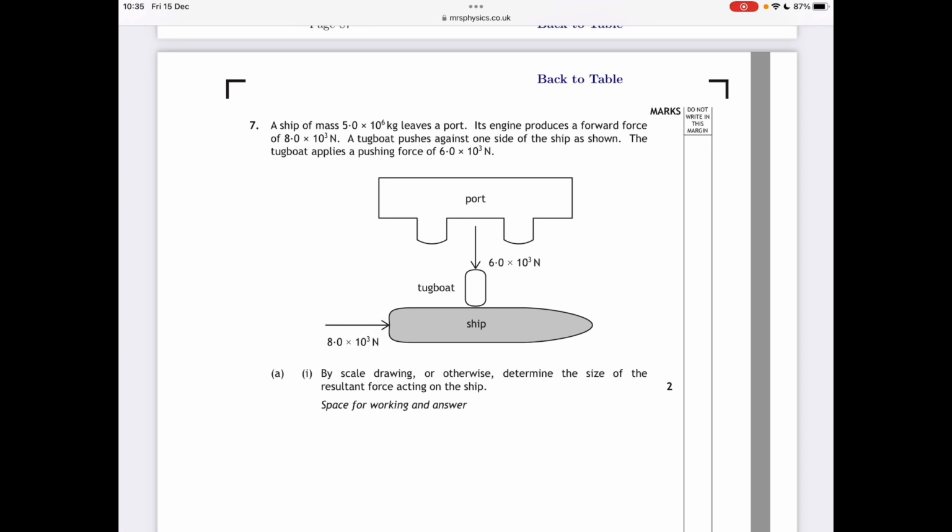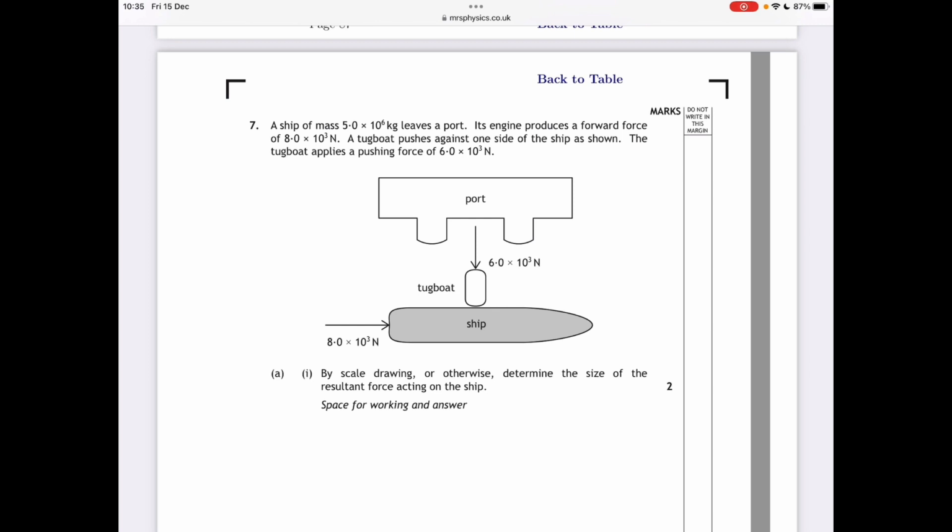Now, whenever you get a vectors question, it'll usually say, by scale drawing or otherwise, determine the size of the resultant force acting on the ship. Depending on who your teacher is, you may have gone over scale drawings, you may not have. I know that in my classes especially, we don't do scale drawings. However, where it says "or otherwise", that's using your maths method, which is Pythagoras, and later on we'll use trigonometry and bearings. Here you can see it's 2 marks, and it just asks for the size of the resultant force. So it's just asking for the actual magnitude, which means we're just going to do Pythagoras.